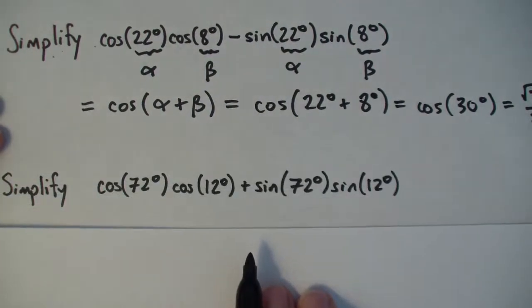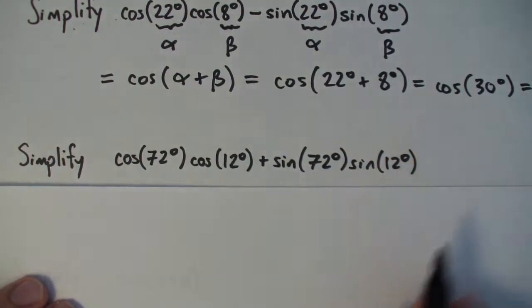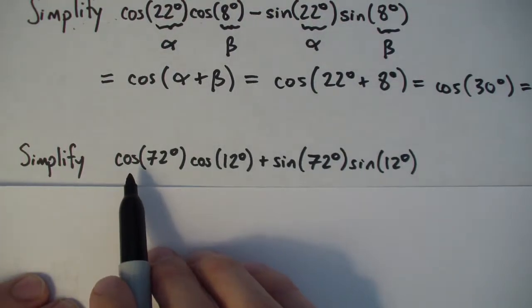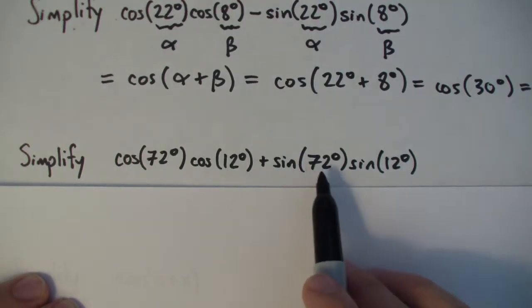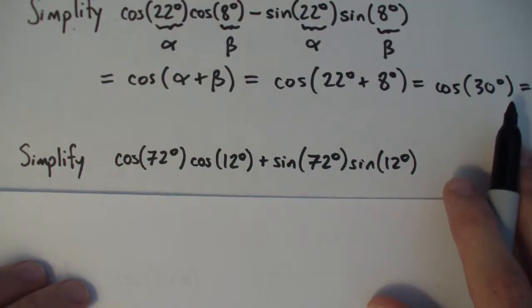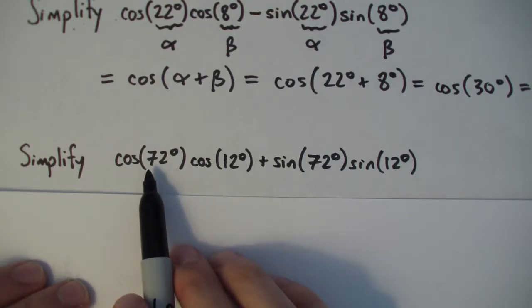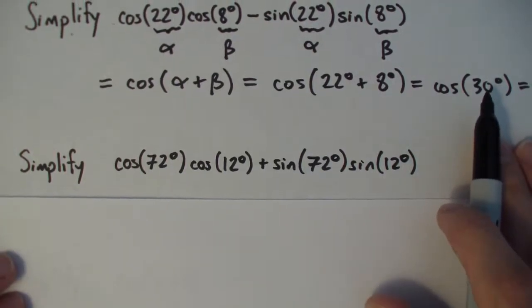Now let's do one more example like that one. Now we have another expression to simplify. Cosine of 72 degrees times cosine of 12 degrees plus sine of 72 degrees times sine of 12 degrees. And again, this looks like something that we wouldn't know how to do because we don't know offhand the value of cosine of 72 degrees or 12 degrees. Those aren't standard angles in our unit circle.